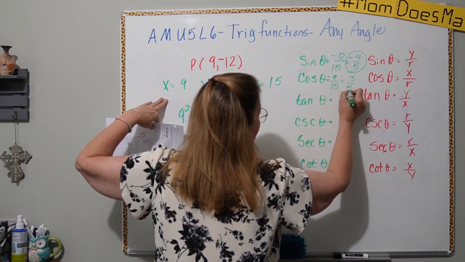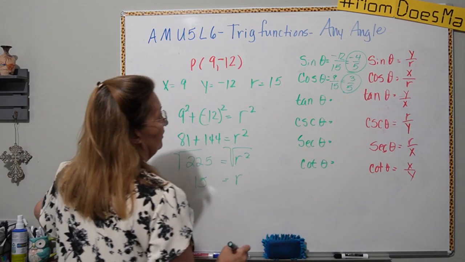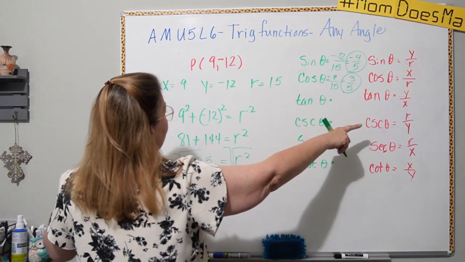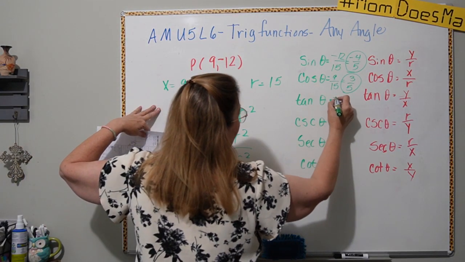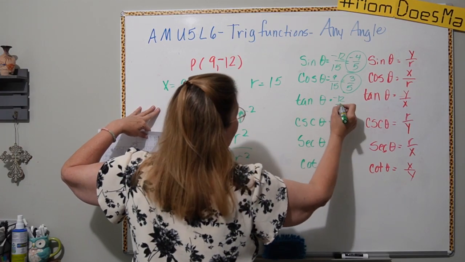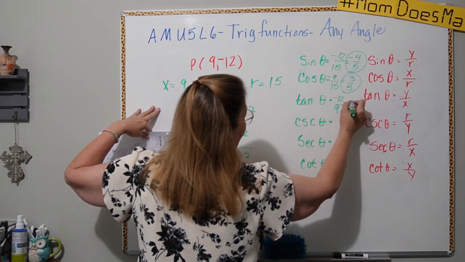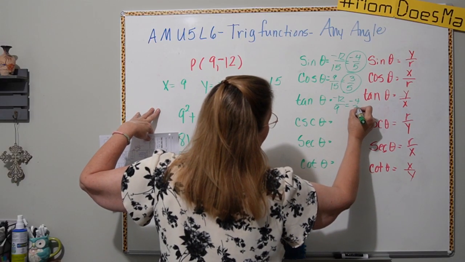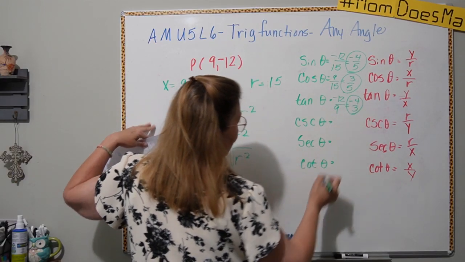So I've got 3/5. All right, tangent is y over x. So I'm going to put -12 over x, which is 9, and then that's going to reduce by 3, so I'm going to have 4/3, -4/3.